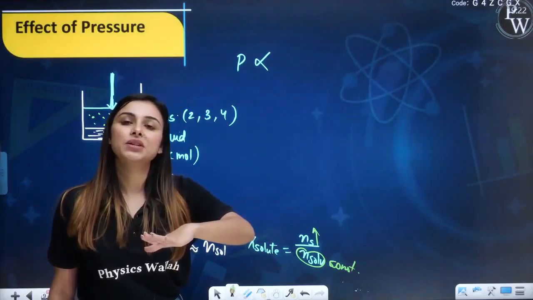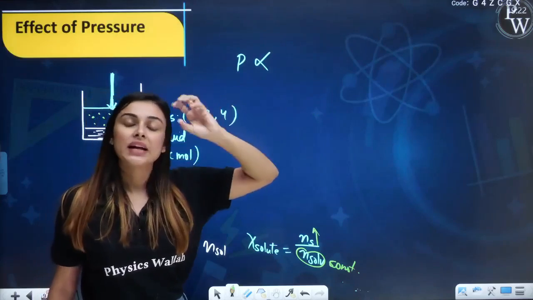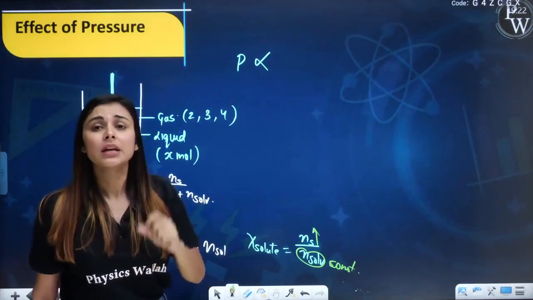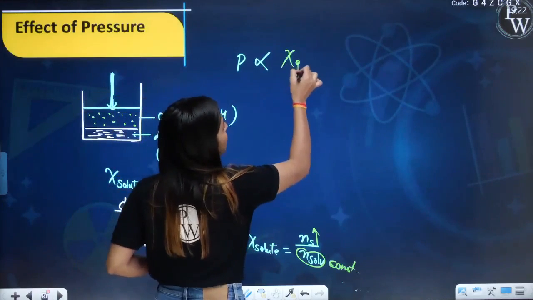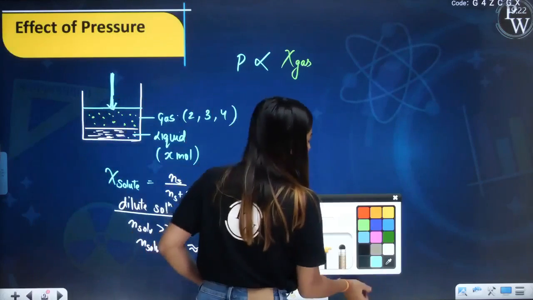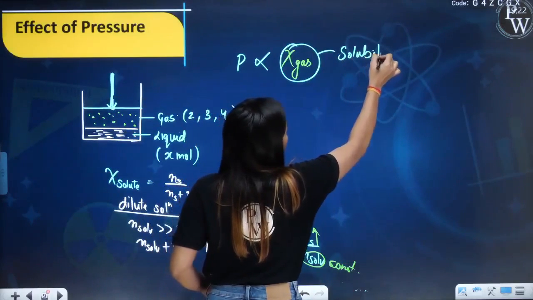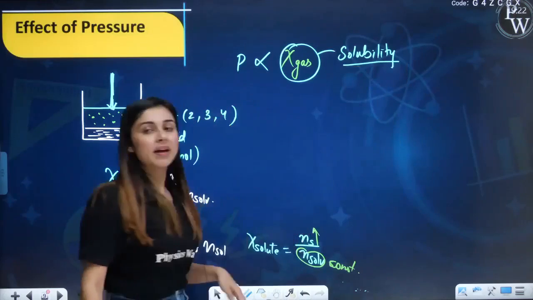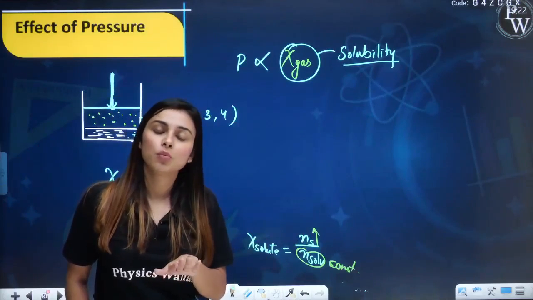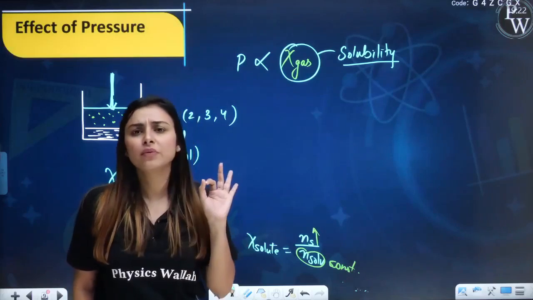As you increase the pressure, the mole fraction of your solute, that is your gas, is increasing in the solution. And here I can write this as mole fraction of gas because my solute is gas. This particular part is what is known as the solubility. So solubility here is denoted by mole fraction of gas. The more the pressure you apply, the more will be the mole fraction of the gas, and the more will be the solubility. I hope you've got this concept.